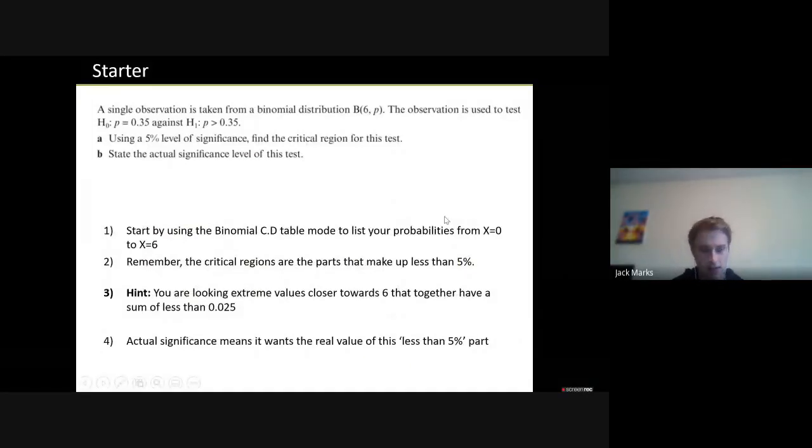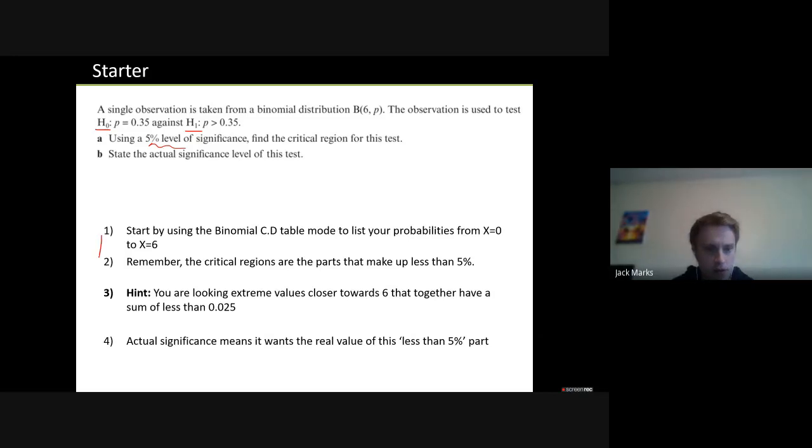Right, let's take a look at this starter question here. This is a link to what we did in the previous two sections. Imagine we had a null and alternative hypotheses, as follows, with a 5% level of significance. Find the critical region for this test.